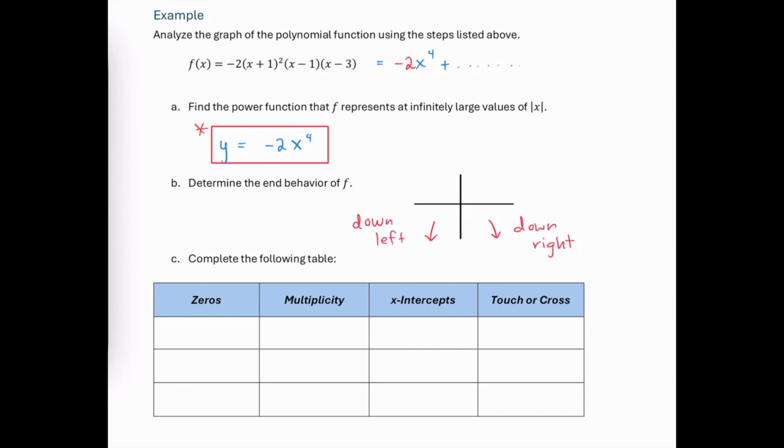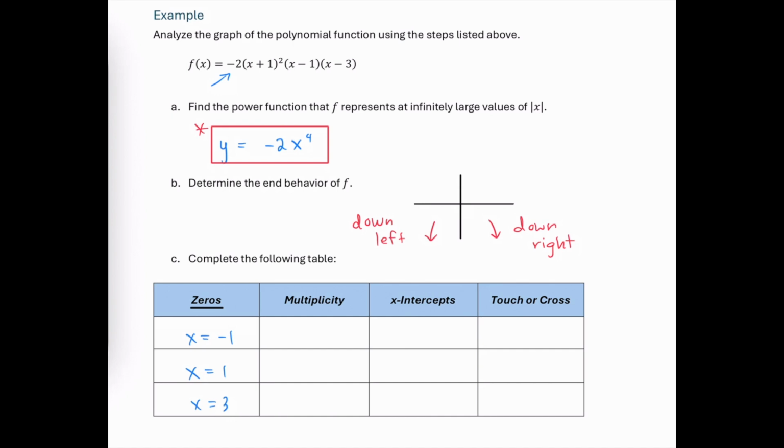In part C, we're going to complete the table by identifying the zeros and their multiplicity. Since our function is in its factored form, it's not too hard to find the zeros. The zero of a polynomial is an x value that causes the output, or the y value, to be 0. So essentially we're solving this function. And the x values that solve this function are x is equal to -1, x is equal to +1, and x is equal to +3. These are the x values that when plugged into the function will cause an output of 0.